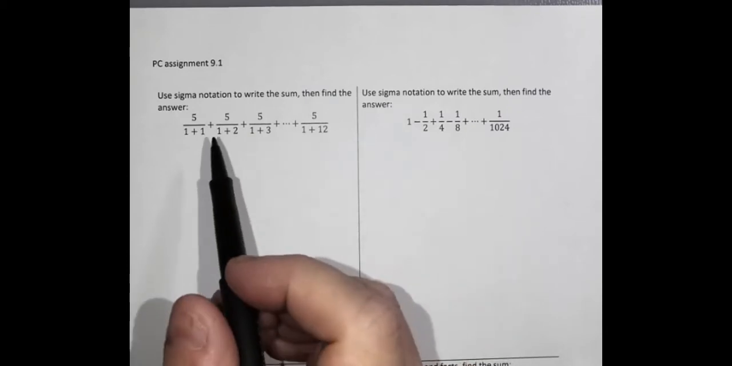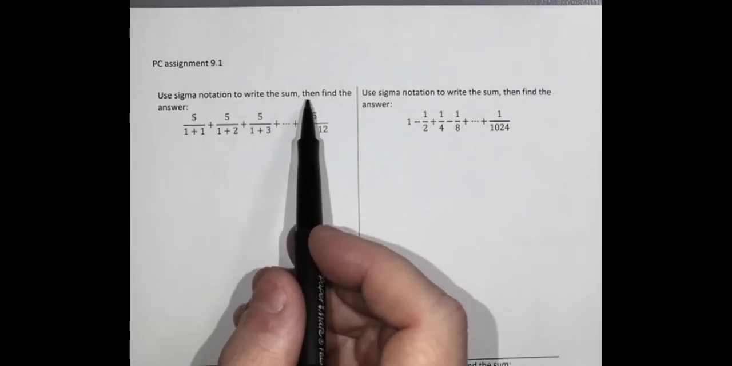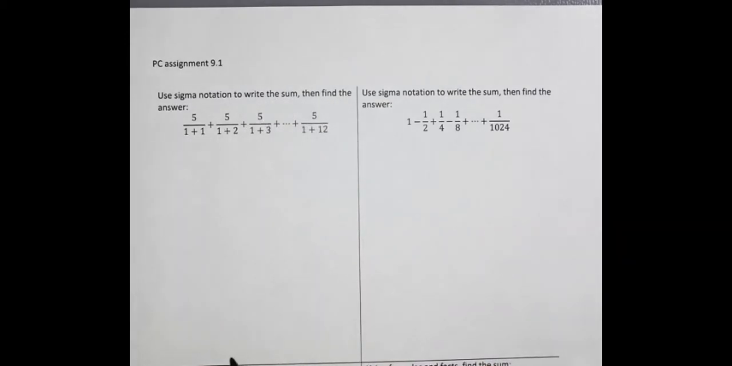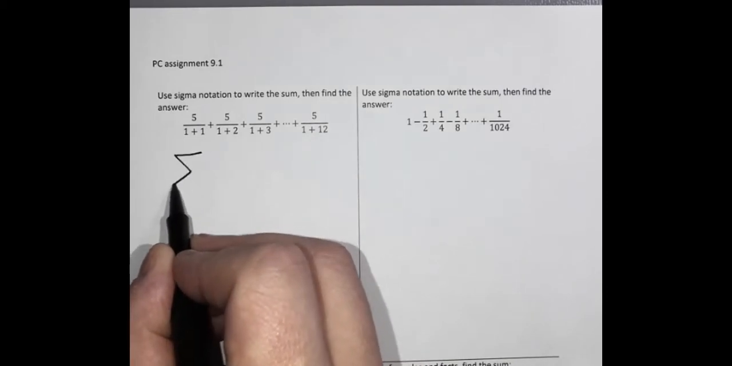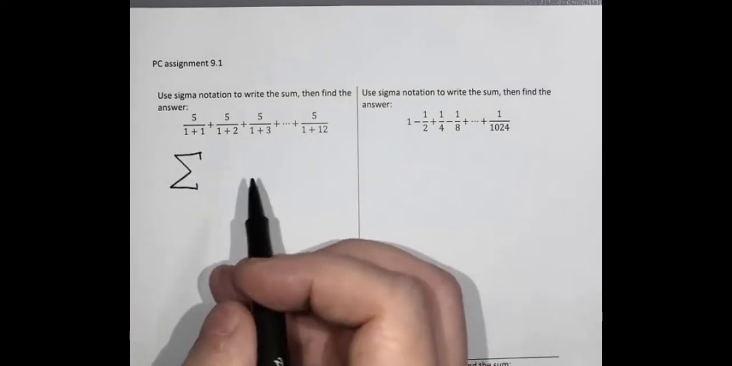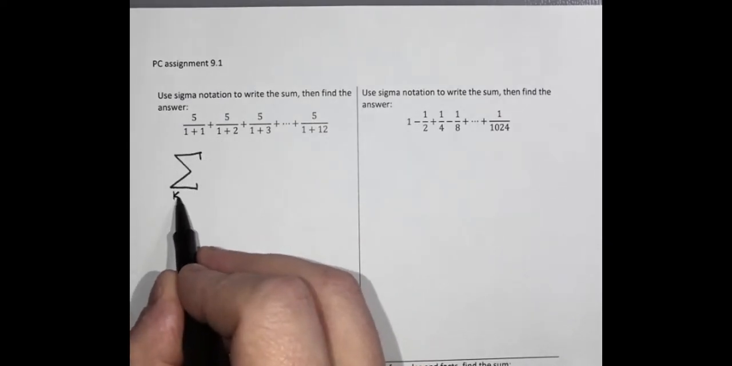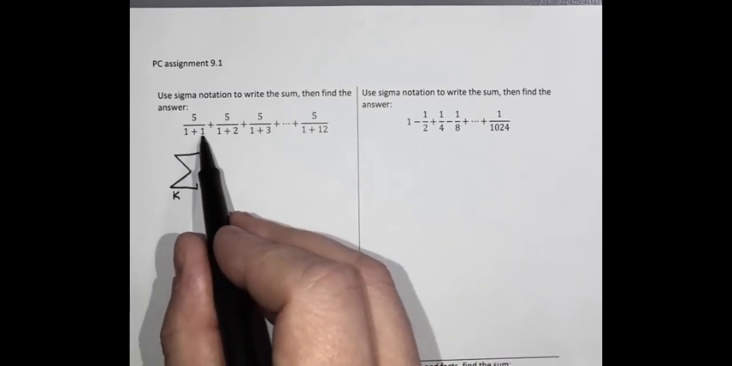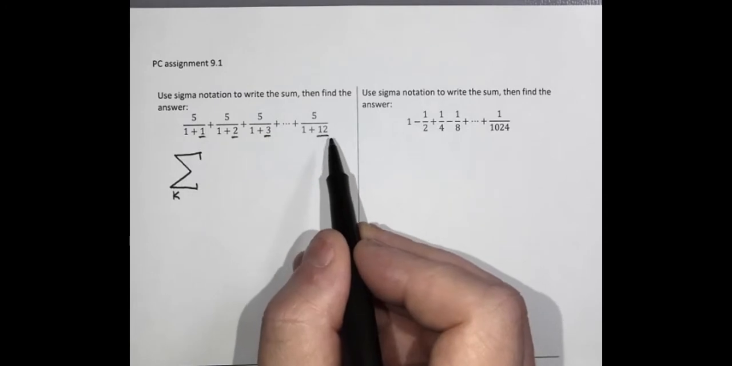Hello there. This problem is asking us to use sigma notation to write the sum and then find the answer. So this is going to use writing the apparent nth term and then our sigma notation. So the sigma notation for this problem, I like to use k as my subscript here. So this expression, here's my counter, 1, 2, 3, and it goes all the way up to 12.